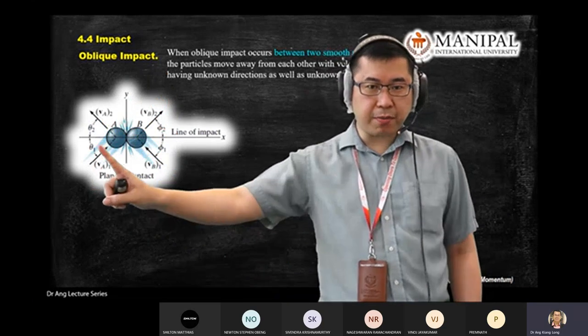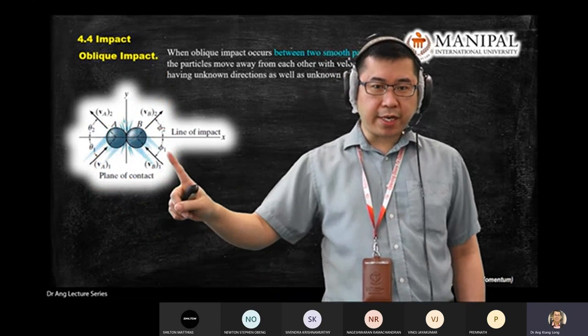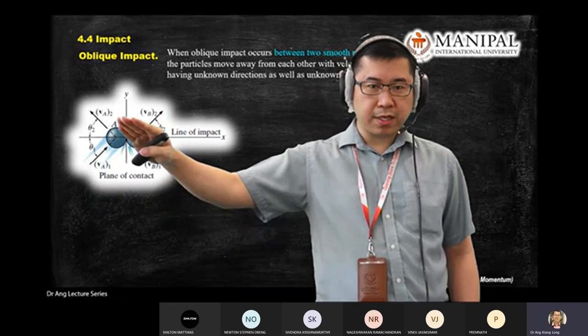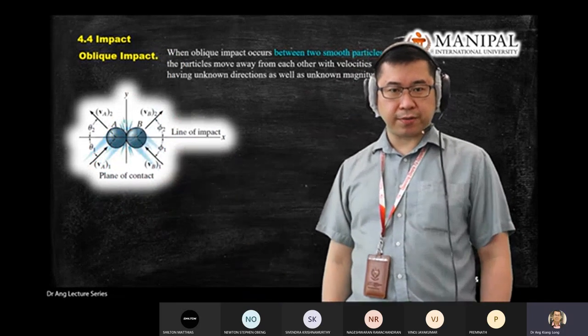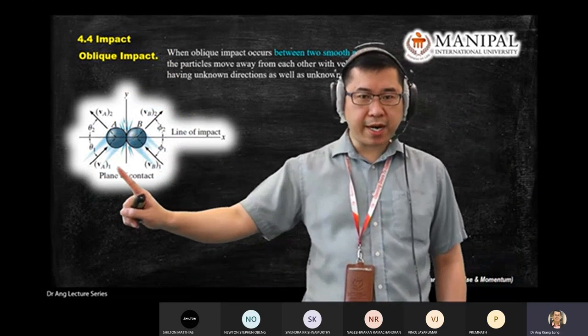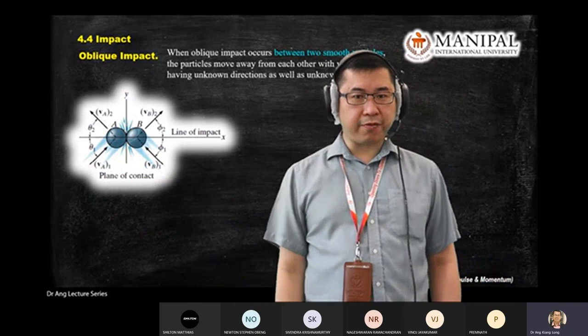So that's why you have subscript 1 here, 2 means this one is after collision. Okay, normally your VA1, VB1 will be given.